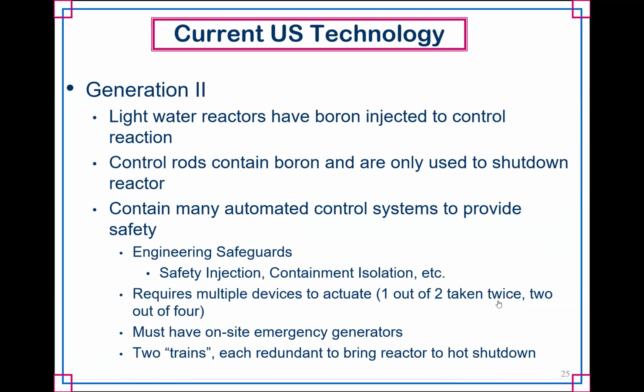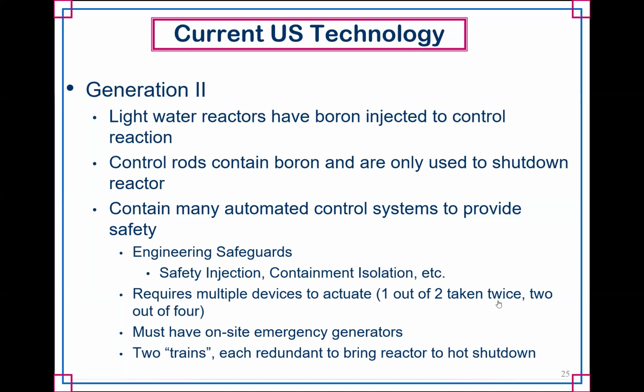So let's talk technology, which is generation 2, which is really old technology, but they're all light water reactors. They have control rods that contain boron, and they shut down the reactor. They have tons and tons of automated control systems because humans, when we get comfortable doing things, we sort of take corners. It's not a put down on anybody, but it's just how things are.